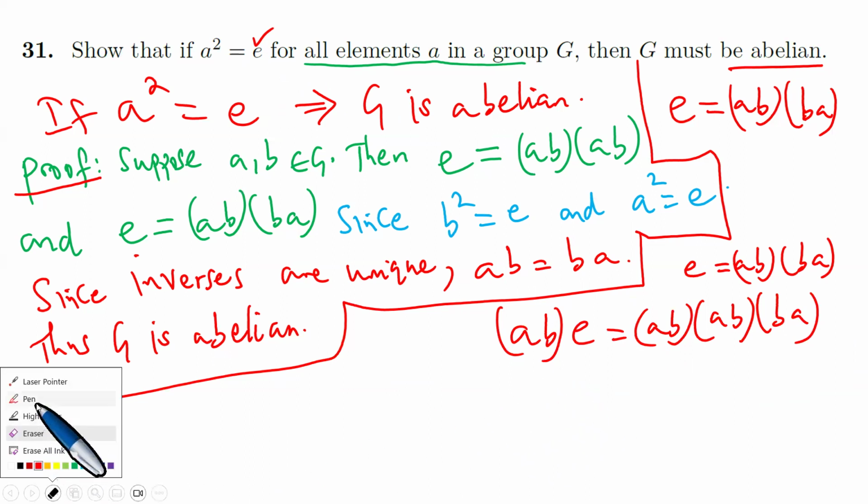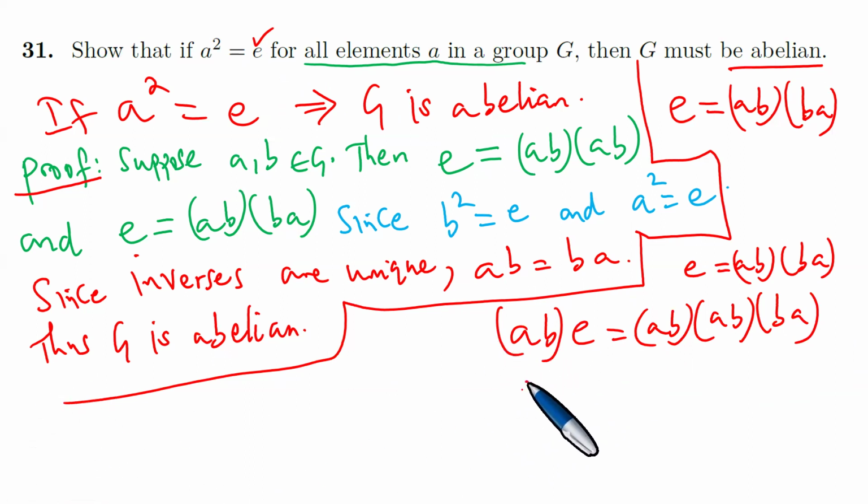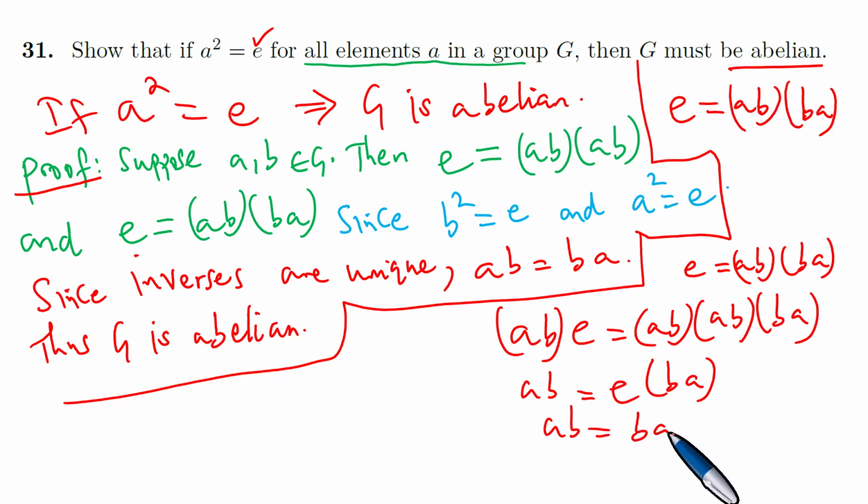Then at this point, what do we have? AB times the identity is just AB. But what is AB times AB? AB times AB is E. So this is going to be E for these two, and then it's going to be BA, like this. Which means that AB is equal to BA because of that. So indeed, that would be a more elegant way of showing that.